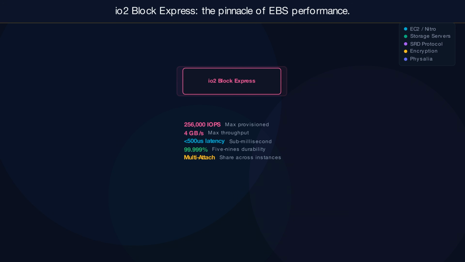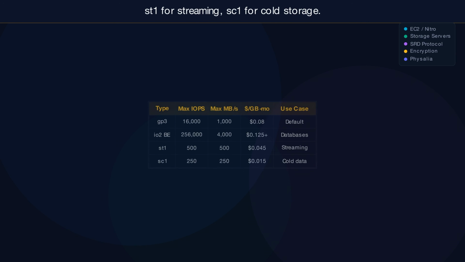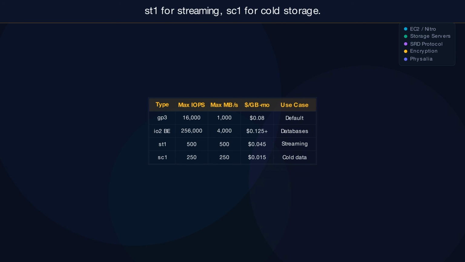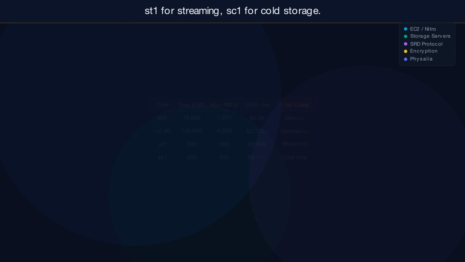Its durability is 5 nines, 99.999%. It also supports multi-attach, letting multiple instances share one volume. For throughput-heavy sequential workloads, SD1 delivers up to 500 megabytes per second, perfect for Kafka, Hadoop, or streaming logs. SC1 is the cheapest option at 1.5 cents per gig, ideal for cold data you rarely access.